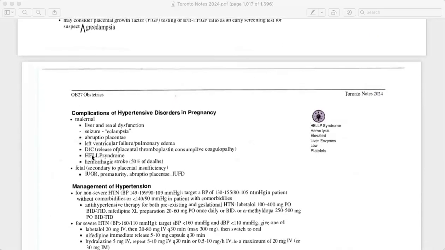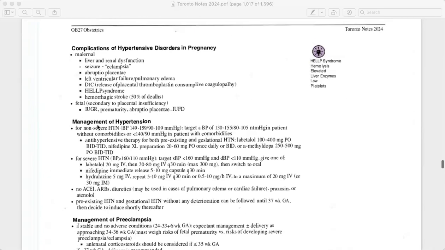Complication is basically HELP syndrome. So you have to rule out first the foremost thing, eclampsia, abruptio placenta, left ventricular failure, DIC, hemorrhagic stroke, IUGR in the fetus, prematurity, and all of those things.